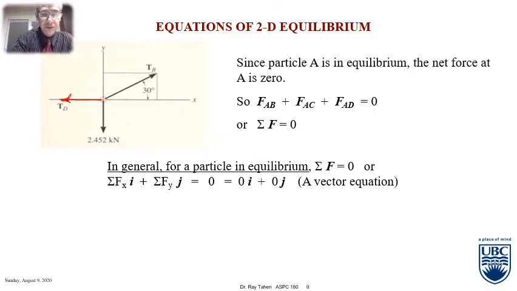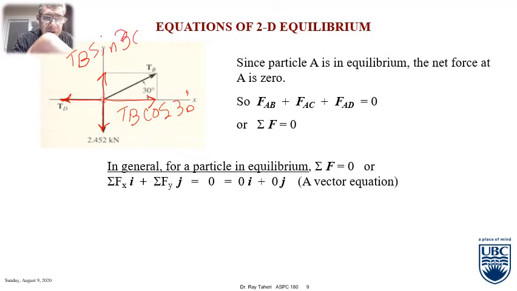So it means this. This is TB cosine 30 degrees. So these two forces are in equilibrium. How about in the Y direction? In the Y direction, I have the weight of the engine, 250 kilogram by 9.81. And then I have the Y component of TB, which is this. This is TB sine 30 degrees.